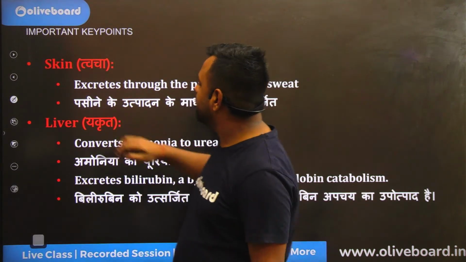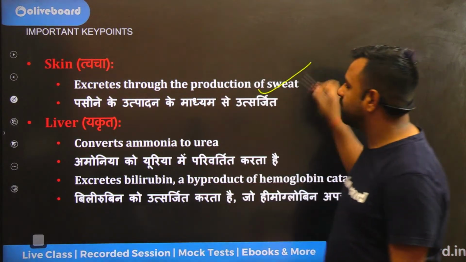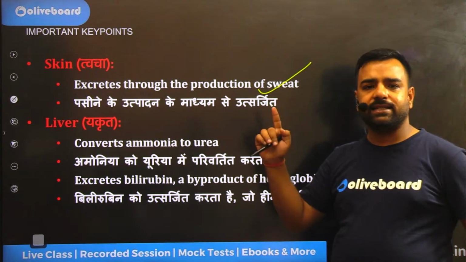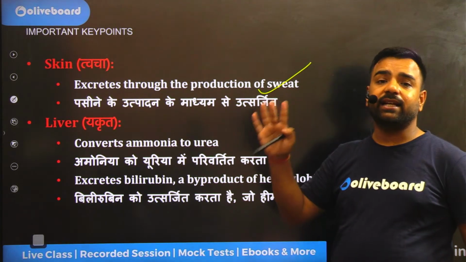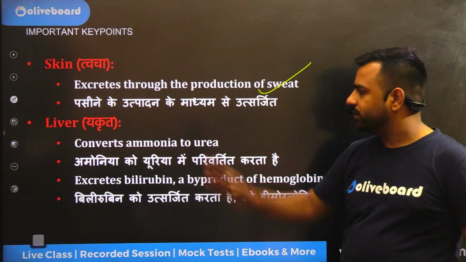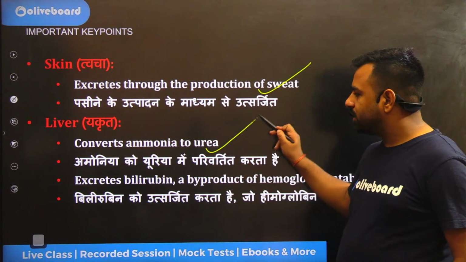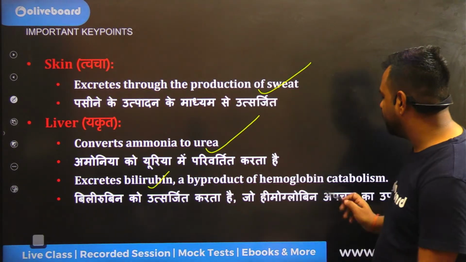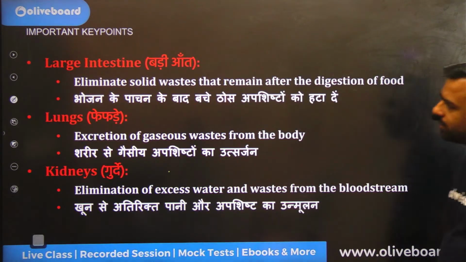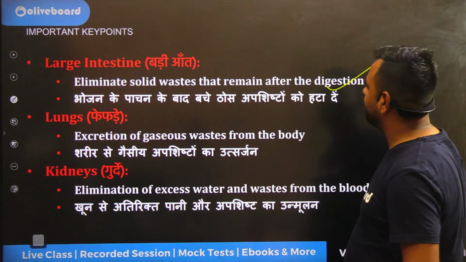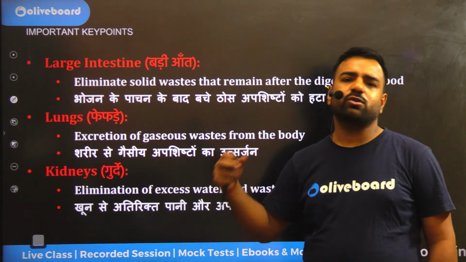Then, skin excretes through the production of sweat. One more important thing: the sweat includes NaCl, urea, and lactic acid. Lactic acid is the reason because of which we feel tired. Then, liver converts ammonia to urea. It also excretes bilirubin, which is a byproduct of hemoglobin catabolism. Then, large intestine eliminates the solid waste that remains after the digestion of food. As it absorbs water, only solid waste is left.